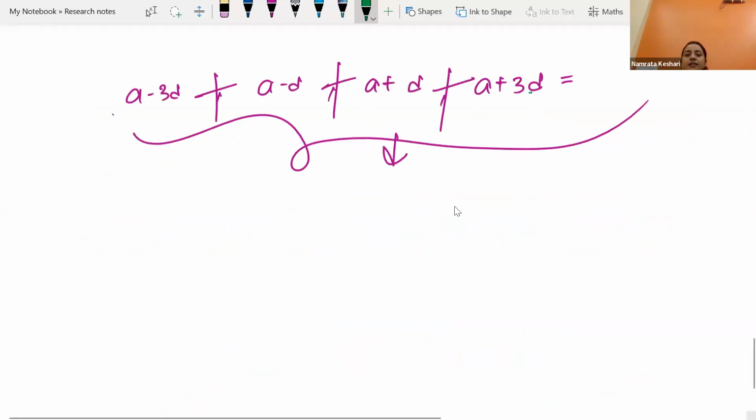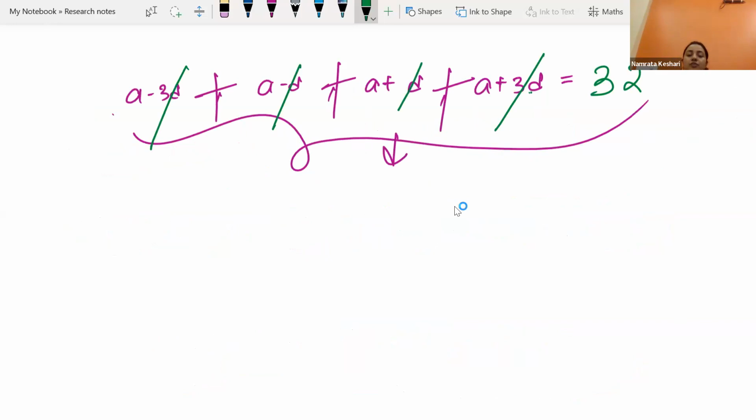We are taking it like this is equal to 32. We will be adding all of them. These cancel, and we are just having 1, 2, 3, 4, so 4a is equal to 32. A is equal to 32 by 4. That means we easily got a as 8.